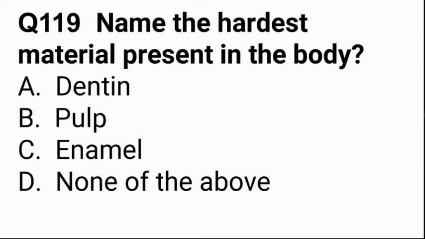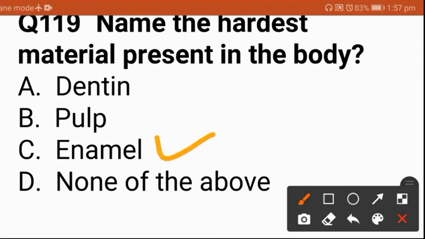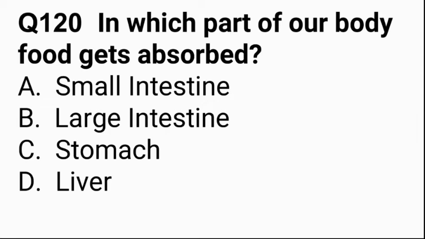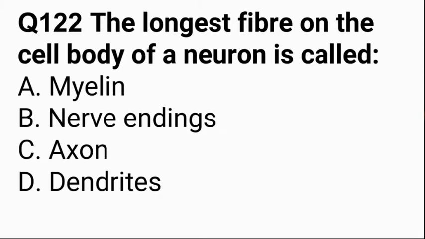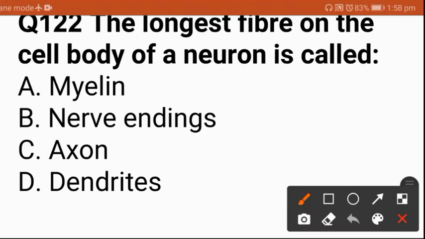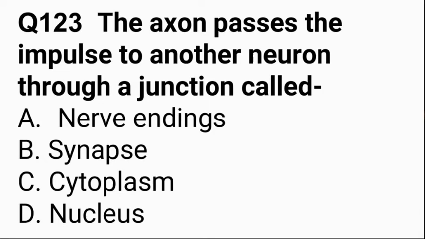Name the hardest material present in the body. C. Enamel. In which part of our body does food get absorbed? A. Small intestine. The undigested food stored in the liver in the form of carbohydrate is called C. Glycogen. The longest fiber on the cell body of a neuron is called C. Axon. The axon passes the impulse to another neuron through a junction called B. Synapse.